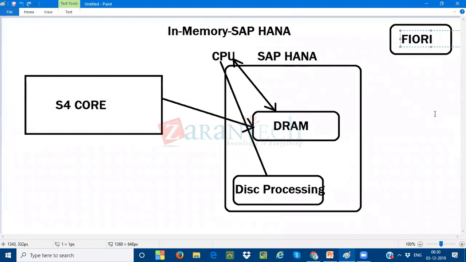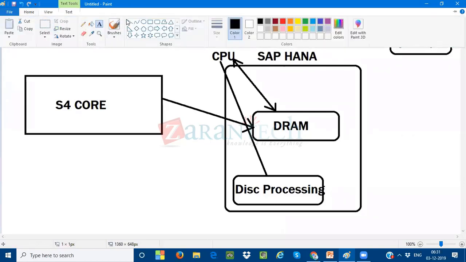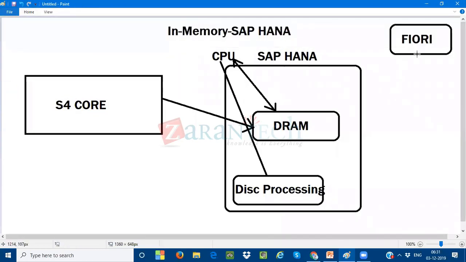So when I want to pull any kind of analytical fact sheet reports or analytical data, for tomorrow's decision making support system, whatever it may be, this Fiori is getting the data from your in-memory database system, not from the disk process. So it will extract the data from your in-memory. Why? Because the data resides in the DRAM, which is very near to my CPU.